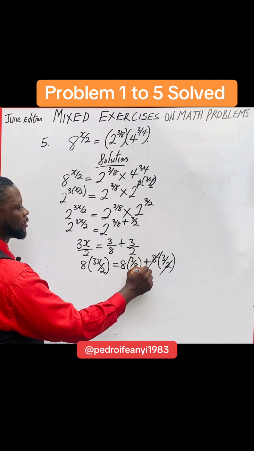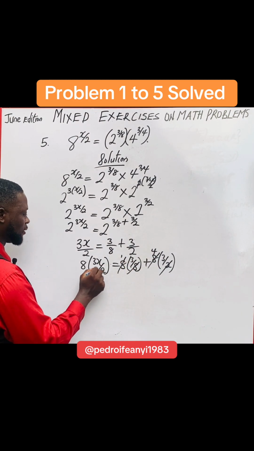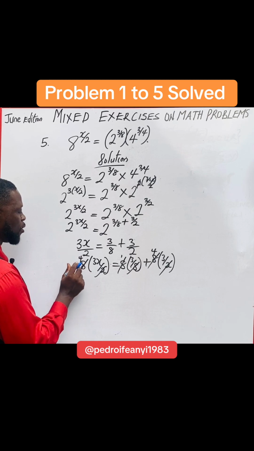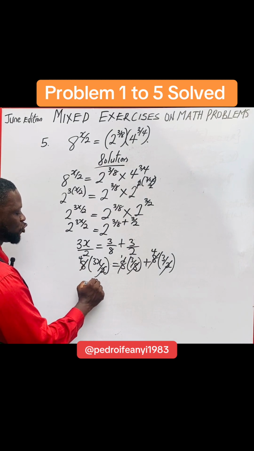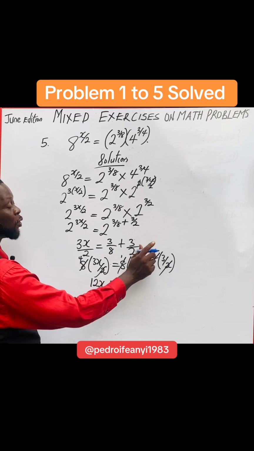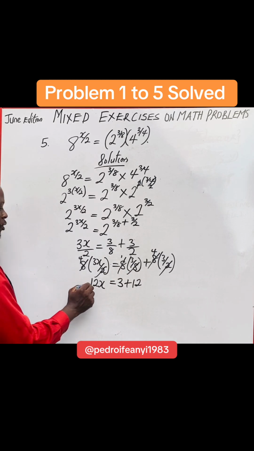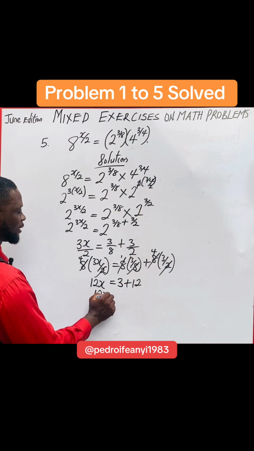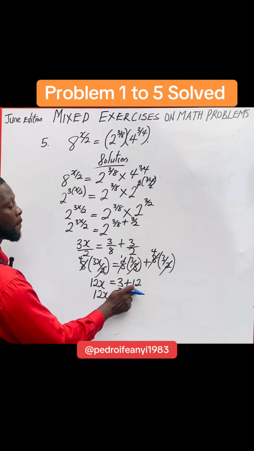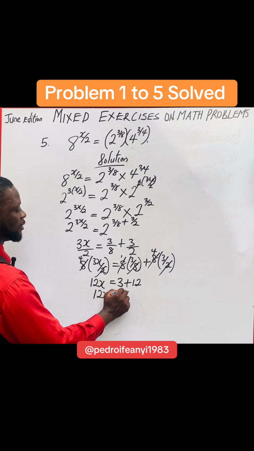This will go with this. You have 4. This will go with this. You have 1. This will go with this. You have 4. 4 times 3, 12x. 1 times 3, 3. 4 times 3, you have 12. Okay? So here you have 12x equal to 3 plus 4. Or 3 plus 12, sorry. 3 plus 12 is 15.